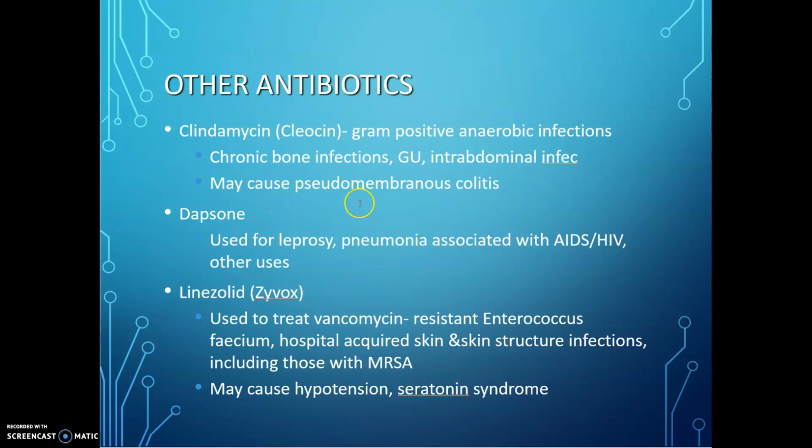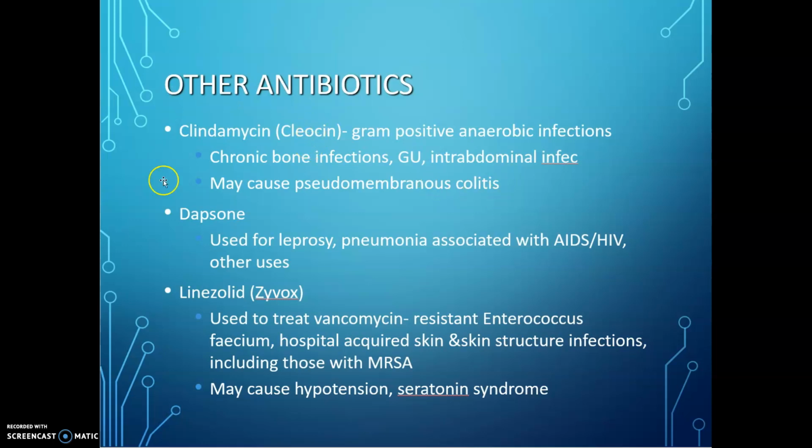Intra-abdominal infections. This may cause pseudomembranous colitis, where the actual lining of your colon, right, changes a little bit in its actual formation, and you have rampant diarrhea typically with this.